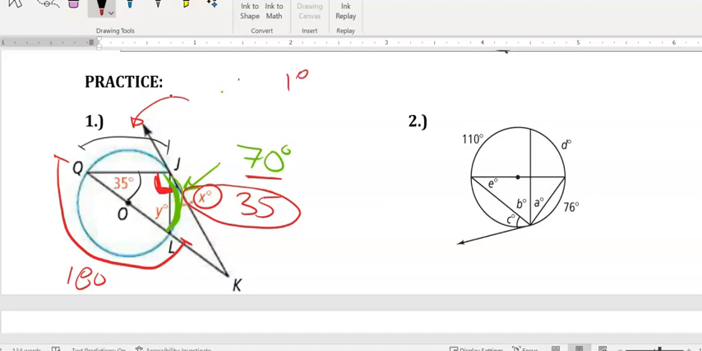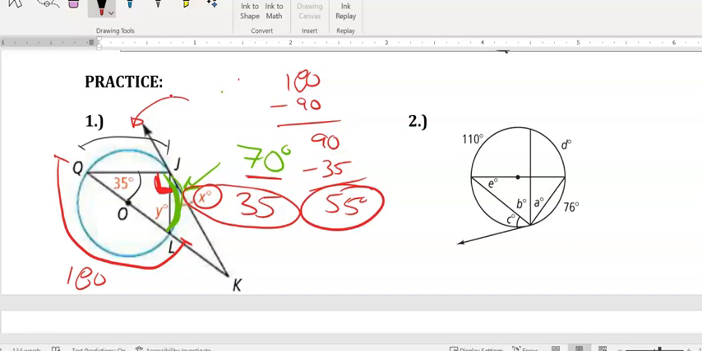Because now we have 180 degrees for the whole entire circle. I'm taking away 90, because it corresponds to a semicircle. That gives you 90 degrees, and then you subtract 35, which already exists, and that gives you 55 degrees. 55 degrees. Anybody have any questions on that?